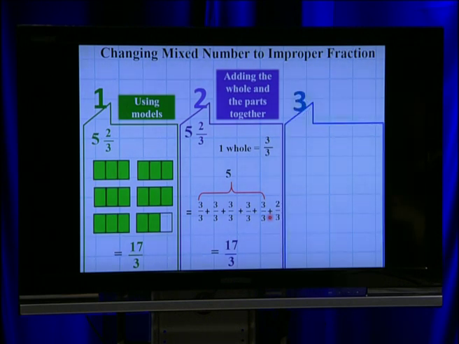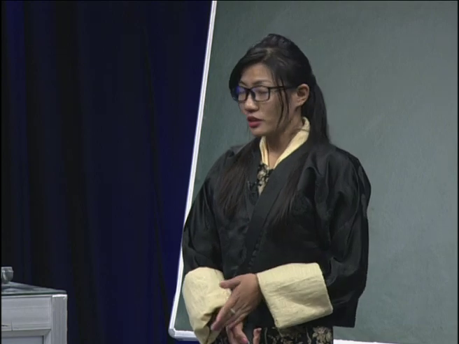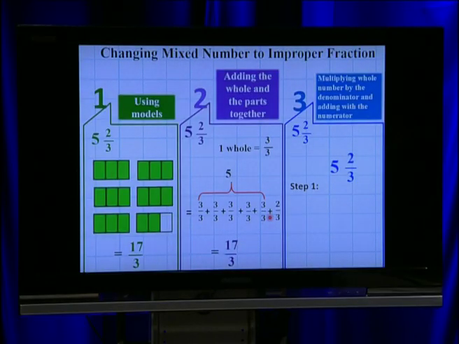Now the third way to solve this problem is by multiplying the whole number with the denominator and adding with the numerator. Sounds confusing, right? But check it out, it's the easiest one actually. We take the 5 2/3, and step 1 to solve this problem is you take the denominator and the whole number and you multiply it. So in this case, 5 times 3 equals 15. We got the product of 15, right?